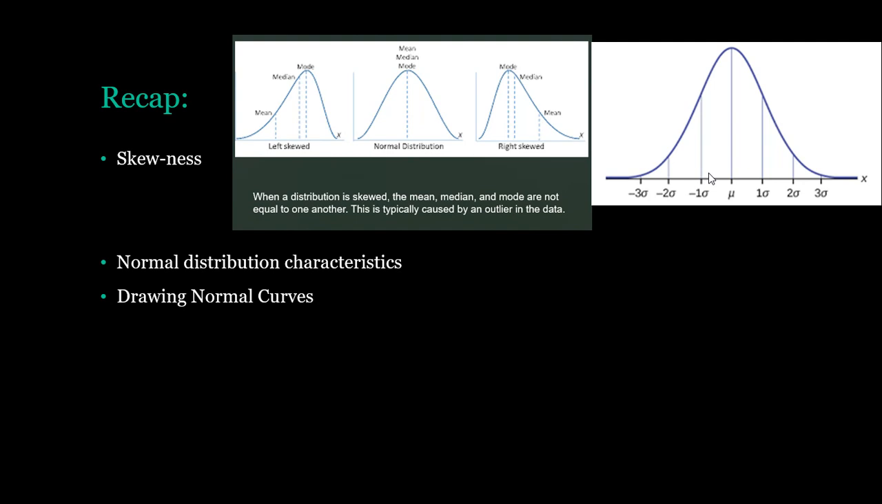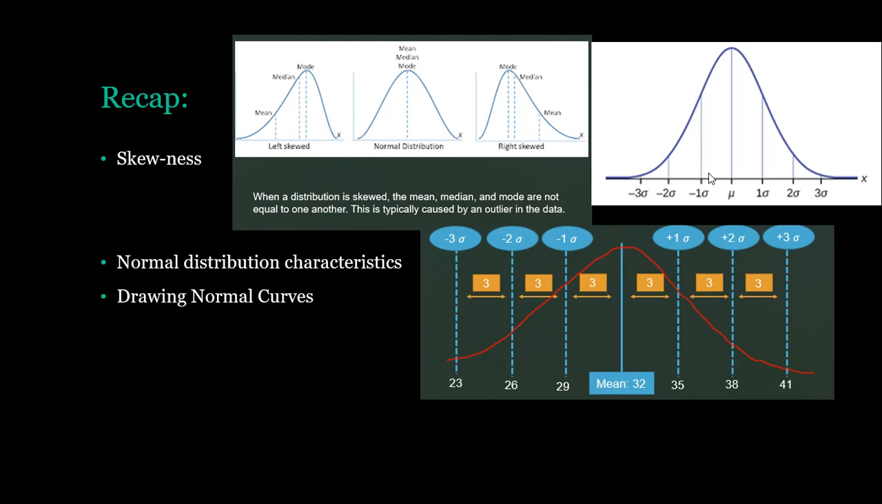This one talked about how to draw a normal curve. If you're given a bunch of information about some data, remember we started off by plotting our mean, and then we figured out what our standard deviation was, and just added however many that is to the right or left, and plotted our normal bell curve.